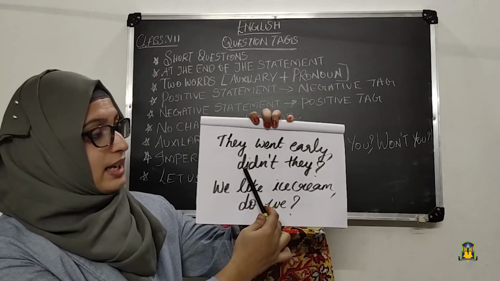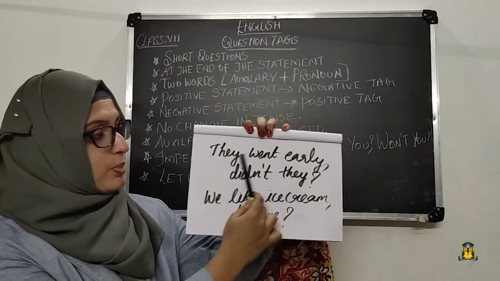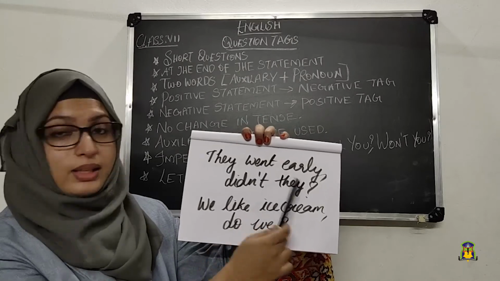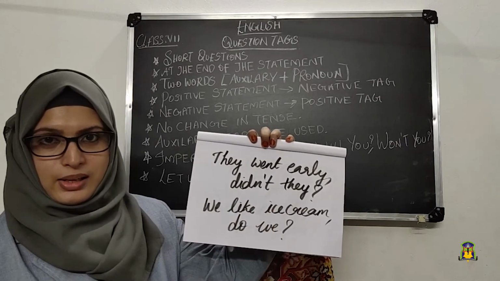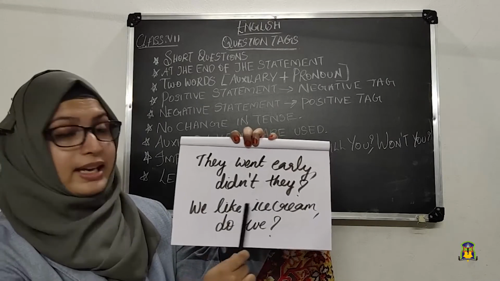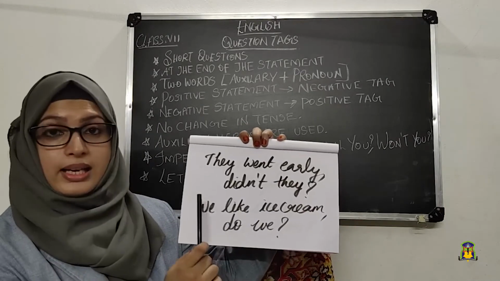Okay, they went early, didn't they? Here also a positive statement, so a negative tag is joining. Did not they is didn't they. Okay children, we like ice cream. Here also there is no is or am or that.